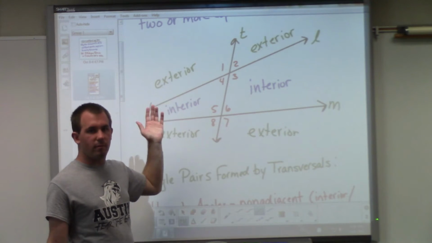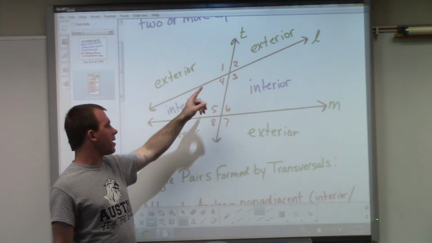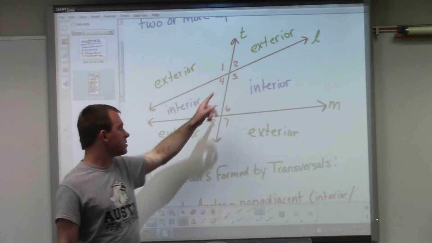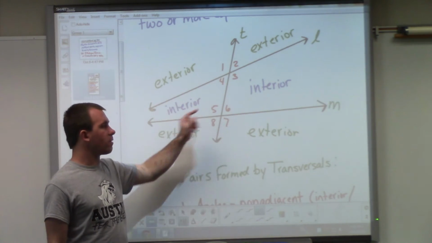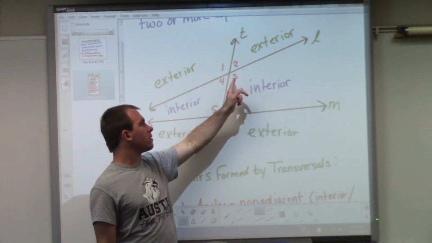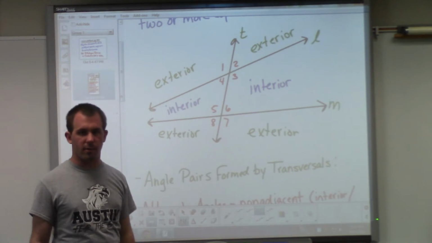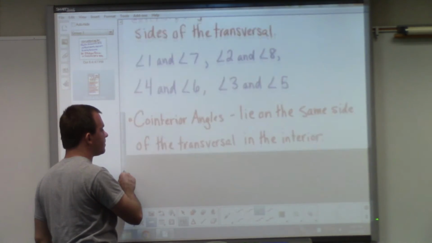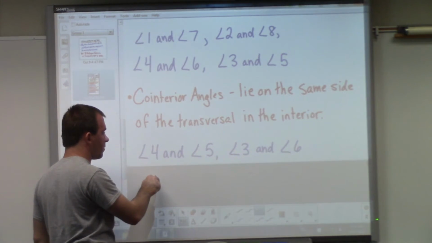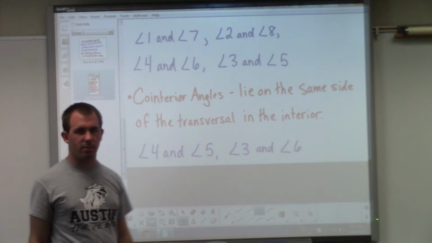Therefore, very simple, co-interior angles are angle 4 and 5, and angles 3 and 6. So angle 4 and angle 5 are co-interior angles, angle 3 and angle 6 are co-interior angles.